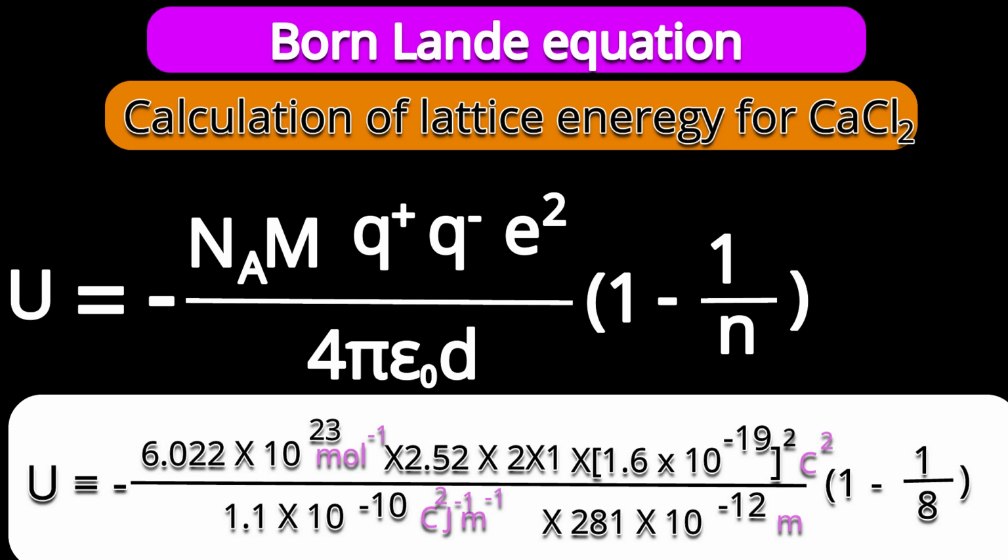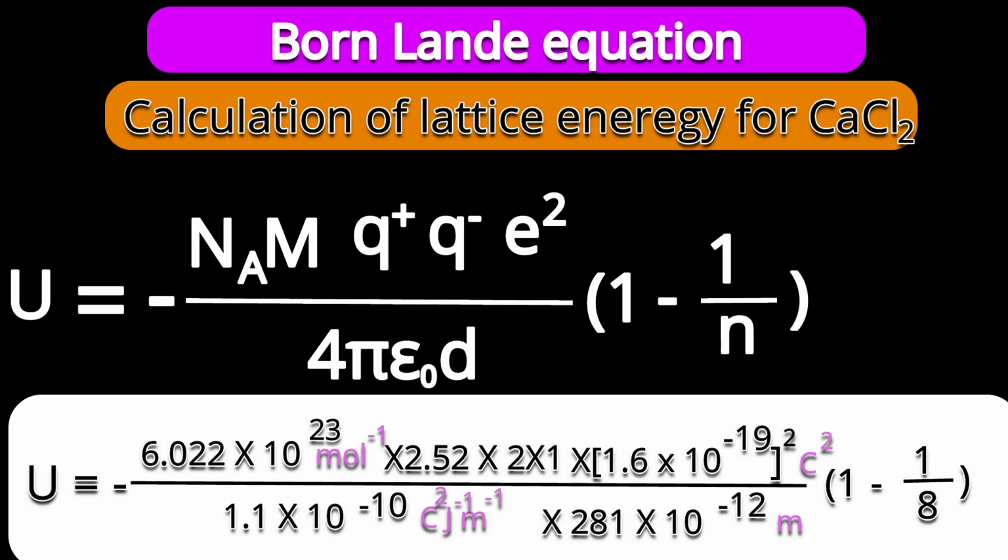Avogadro's number 6.022 into 10 raised to 23, the Madelung constant that I said, 2.52, charge on calcium, yes, 2, charge on chloride 1, and charge on the electron, because whatever plus 1 or minus 1 charge we consider is in terms of the electron. So the Coulombic charge of the electron is 1.6 into 10 raised to minus 19, and its square. It is very important. The value of 4 pi epsilon 0 is 1.1 into 10 raised to minus 10. And what about D? That we calculated: 281 picometer, which means 281 into 10 raised to minus 12 meter. And the term in the bracket is simply 1 minus 1 upon 8, which means 7 upon 8.